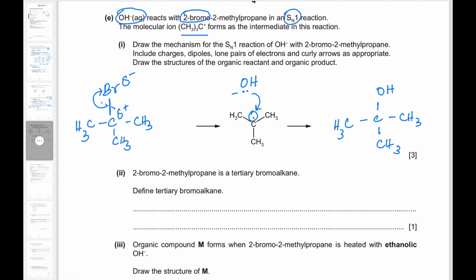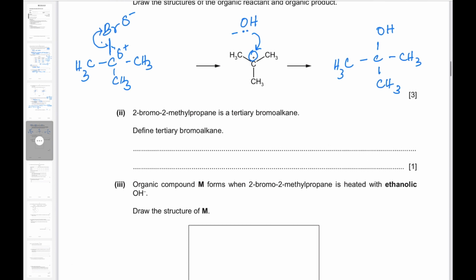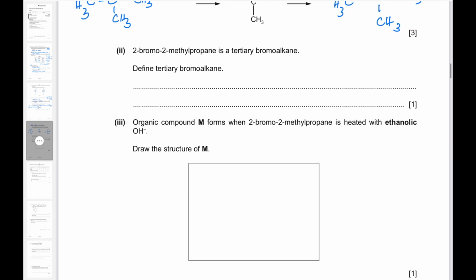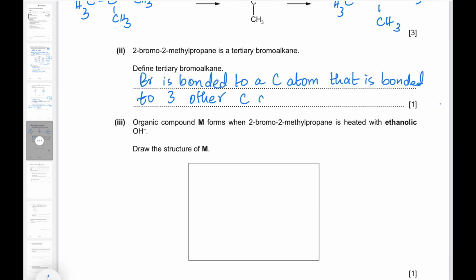Part 2. 2-bromo-2-methylpropane is a tertiary bromoalkane. Define tertiary bromoalkane. So this is a bromoalkane in which bromine is bonded to a carbon atom that's bonded to 3 other carbon atoms and no hydrogen atoms.